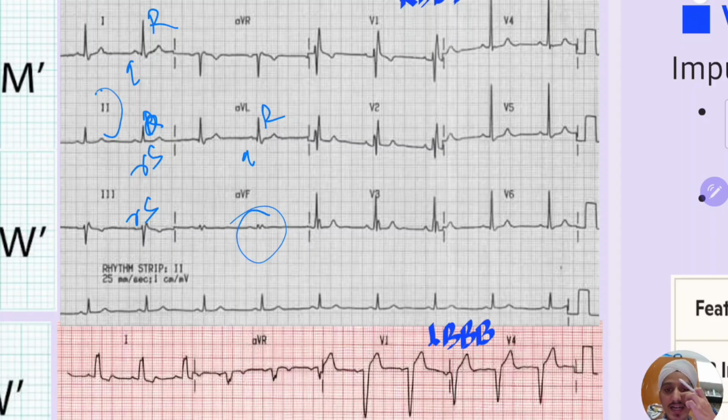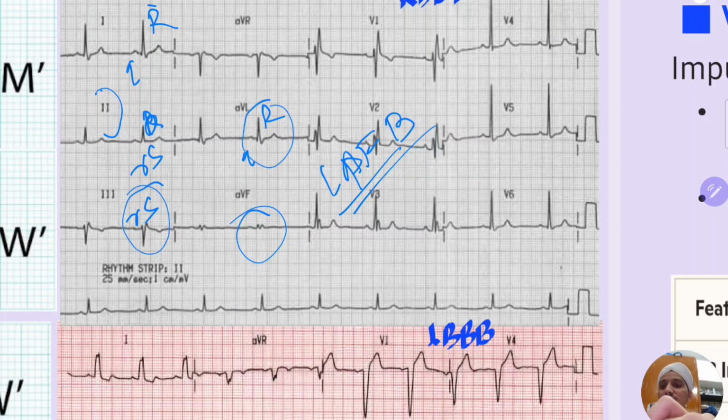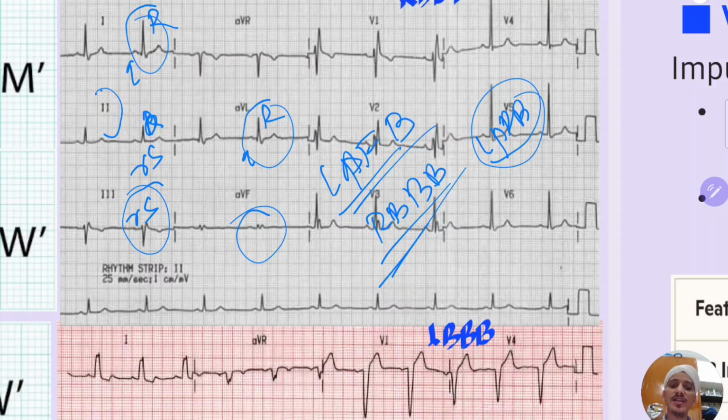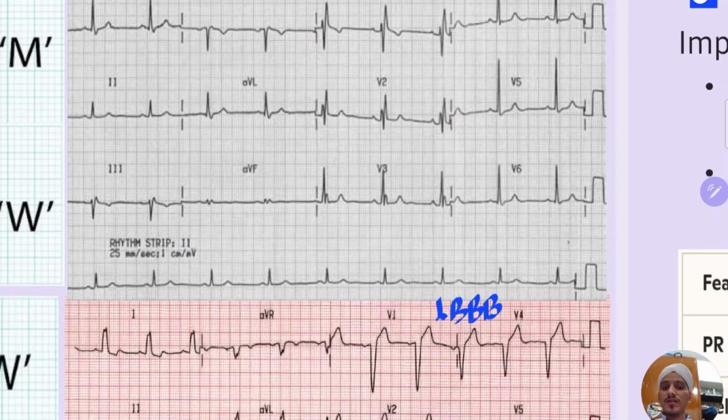So totally the criteria is not fulfilling for left posterior fascicular block. But in 3 you can see RS pattern, and in AVL. We can say that along with RBBB there can be LPFB, but the total criteria for LPFB is not fulfilled. But definitely there is RBBB. Okay, now coming to LBBB.